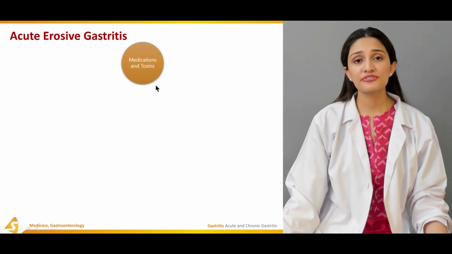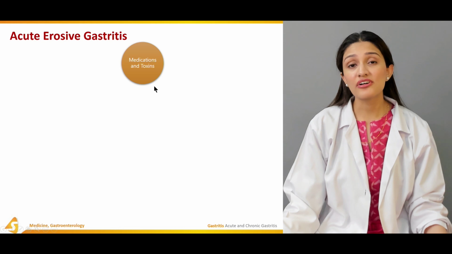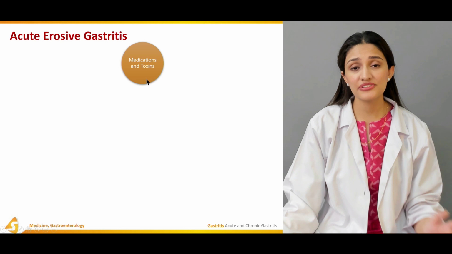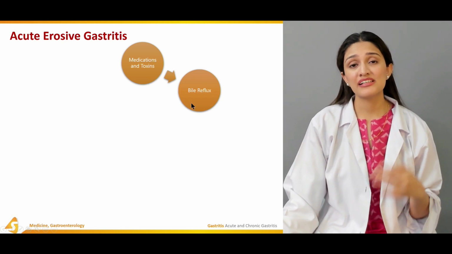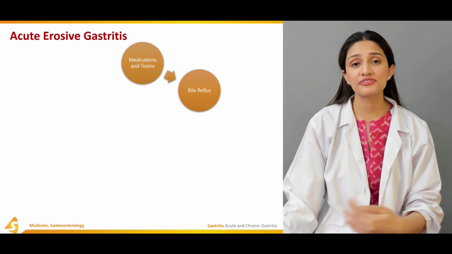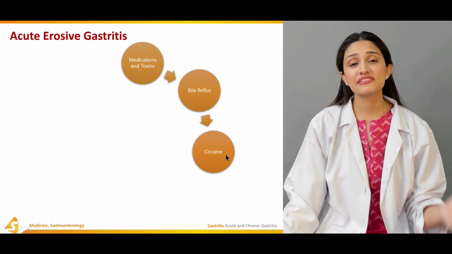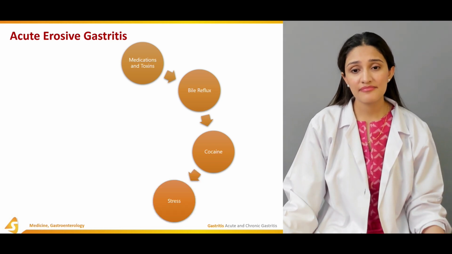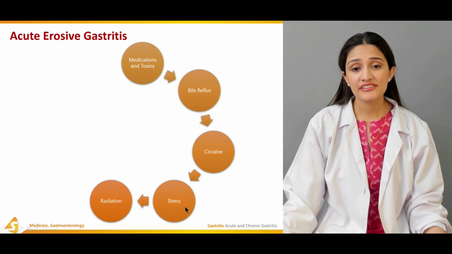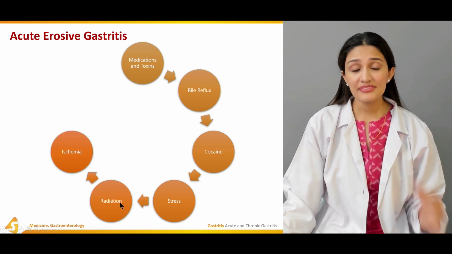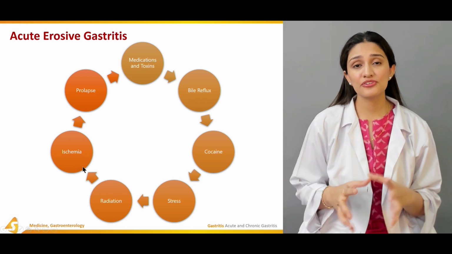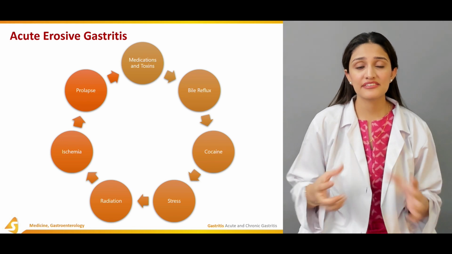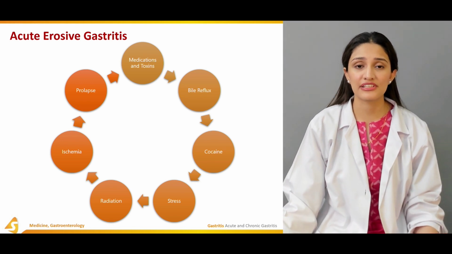So if we talk about acute erosive gastritis, what are the main causes of this gastritis? It consists of medication and toxin ingestion, and then the reflux of bile. Bile reflux is from the duodenum into the gastrum. And then the taking of cocaine and the use of drugs, stress-related gastritis, radiation, ischemia, and finally prolapse. These are all the different causative agents and factors regarding reactive gastropathy or acute erosive gastritis.